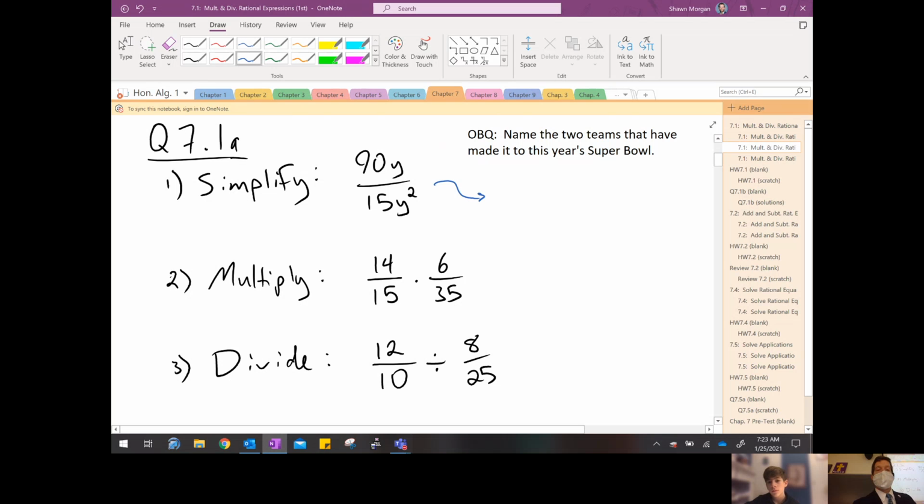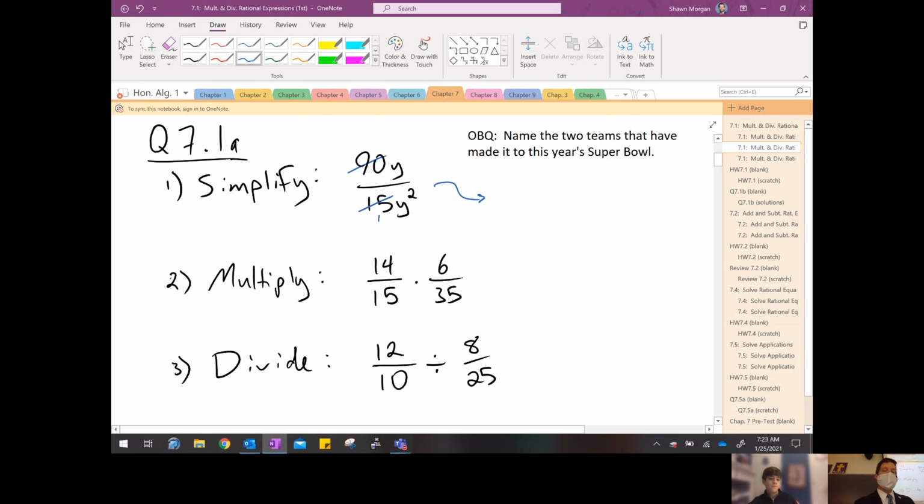15. Okay. 15 goes into itself once, and 15 goes into 90. Well, let's think about it. 15 goes into 30 twice, and 30 goes into 90 thrice. So 2 times 3 is 6. So 15 goes into 90 6 times. And then, of course, we got our y on the top and a y on the bottom that we would cancel out. So we're left with 6 over y. Okay? Questions on number 1?